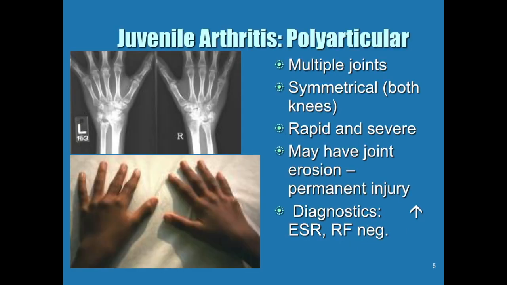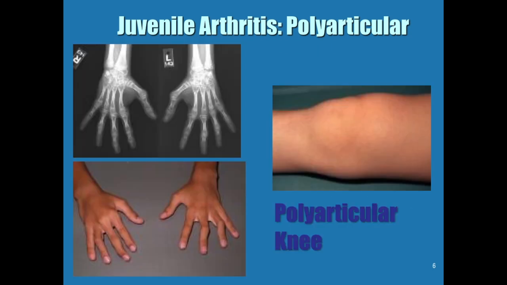And you can see how the joints are affected. So polyarticular, multiple joints, and you can see on this picture, both hands are affected. And it's symmetrical. It's rapid and severe. And when you look at the x-rays, you can see that it looks like little moth holes are present. And this results in permanent injury. So in a polyarticular juvenile arthritis, the SED rate is elevated, but the rheumatoid factor is negative. And you can see the swelling of the knee as well as in the fingers, and you can see the deformity that's already developed in the fingers.